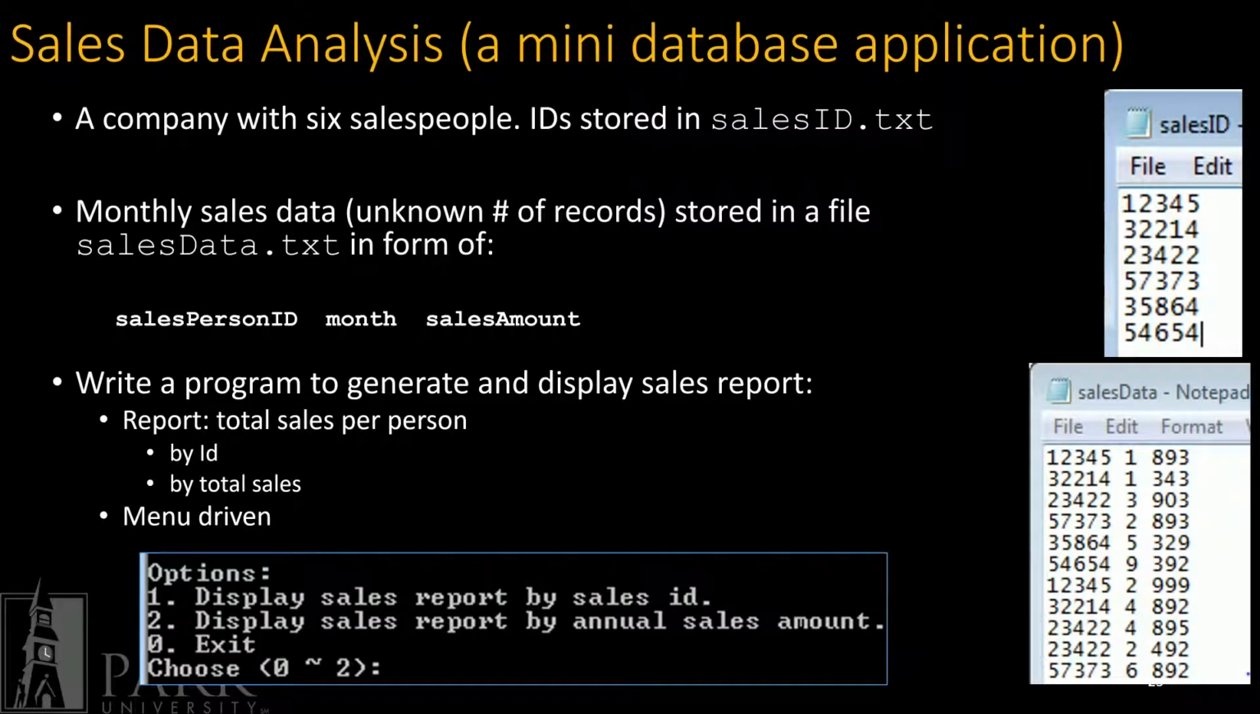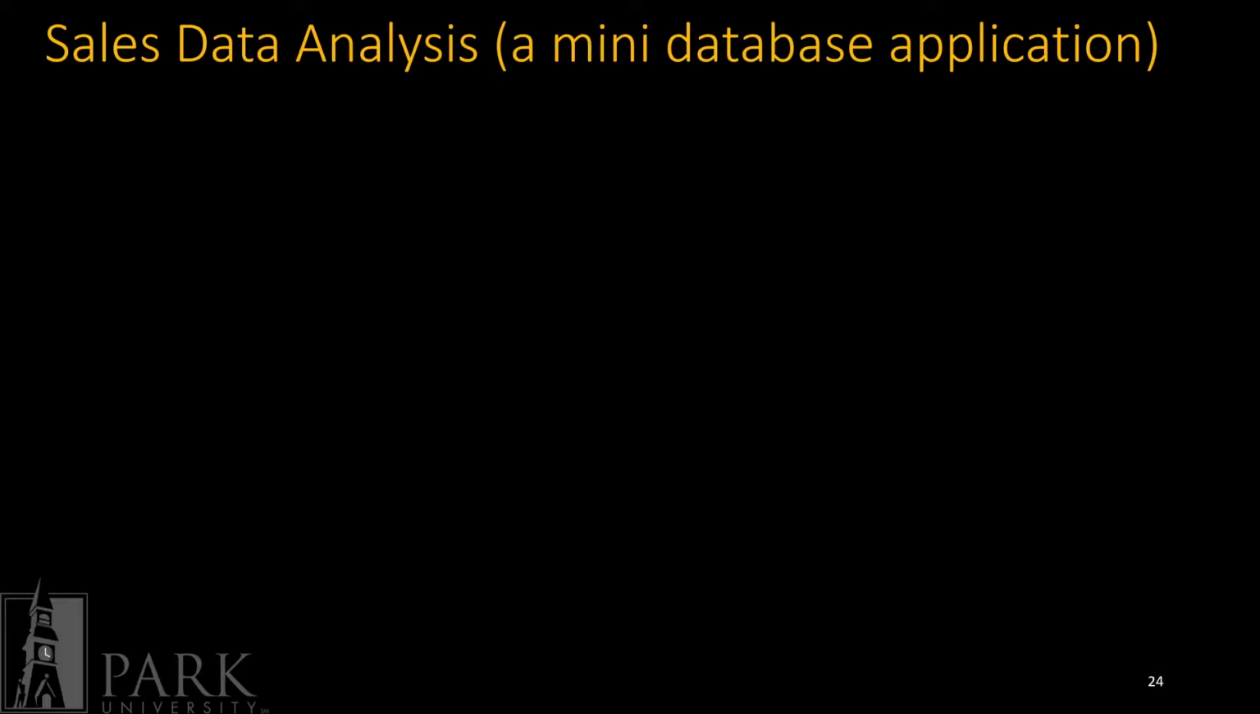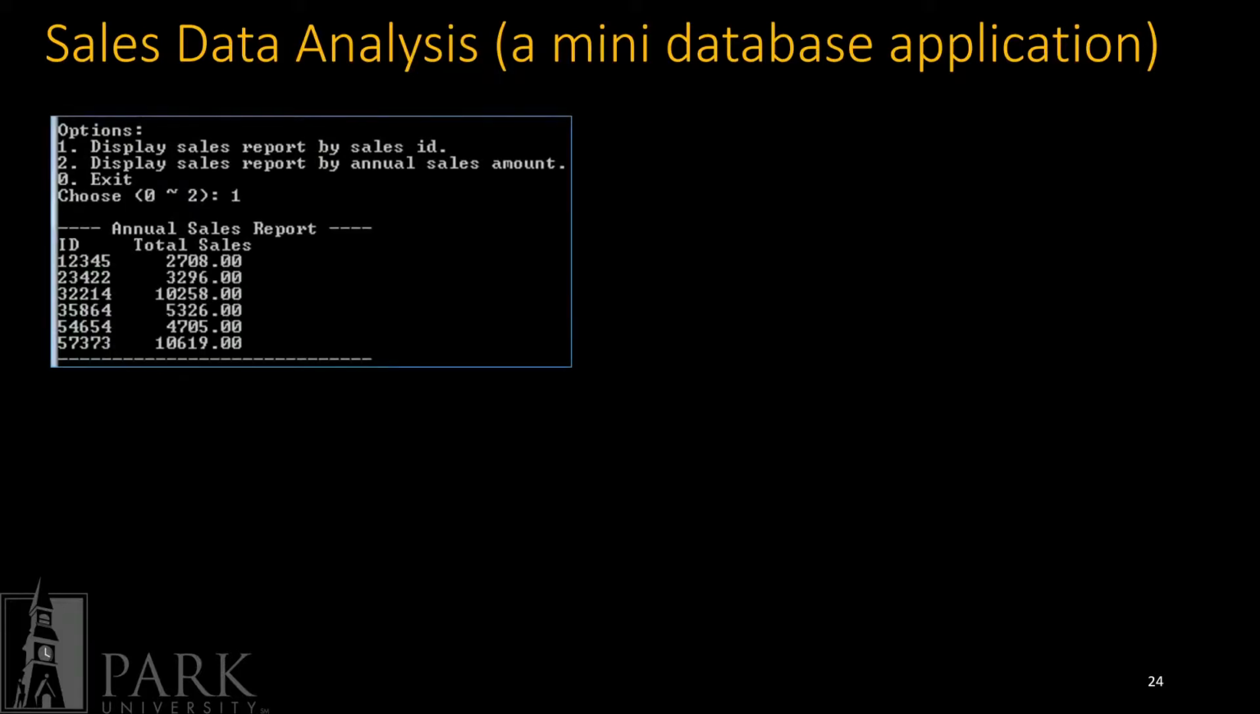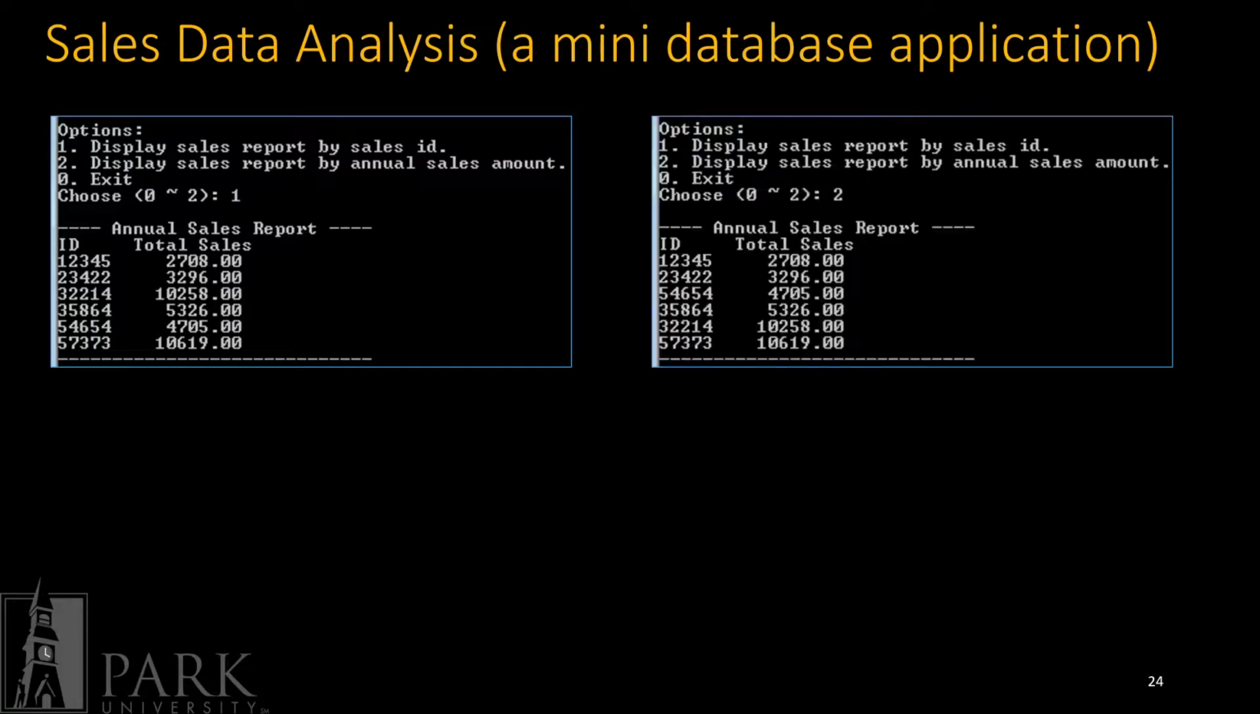So this is what the reports should look like. Here's a sample output of what the sales report by ID should look like. And here's a report of the same thing, but sorted by sales amount. So here you can see it's sorted by ID, and then here you can see it's sorted in sales from least to greatest.